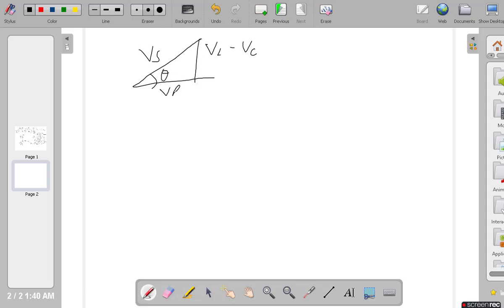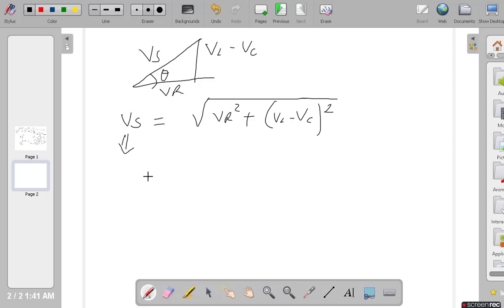So there's VR right here. We can actually convert this. If you look at this, we can say that our Vs is equal to the square root of VR squared plus (VL minus VC) squared. We can write it in its expanded form.